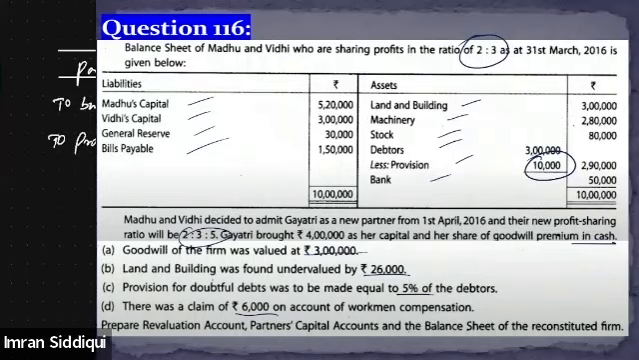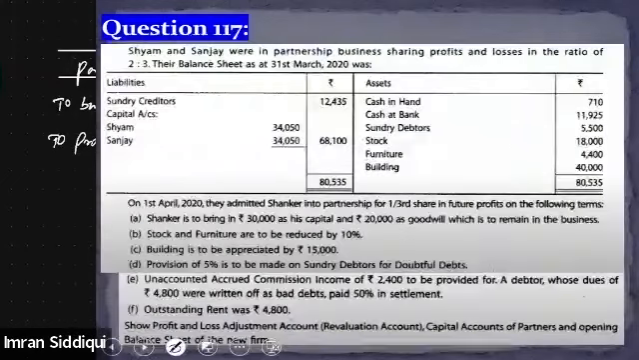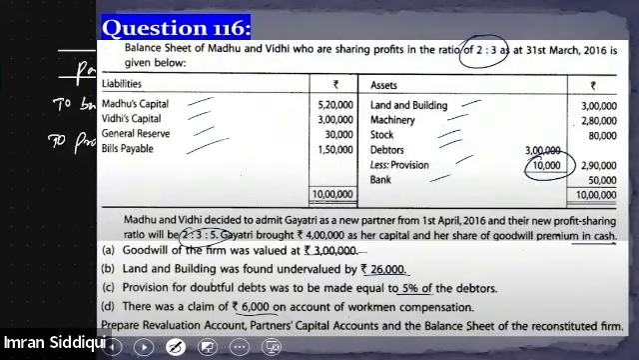Next adjustment, it says that there was a claim of rupees 6,000 on account of workman compensation. Do you think it should be recorded on the revaluation account? Yes or no? I think we shouldn't record this in the revaluation account itself. It will be recorded in the balance sheet. Okay. So is there any other thing that we have to treat? I don't think we have any other thing. Land, building, machinery, stock. Goodwill of the firm is 3 lakh. Yeah, this is pretty much it.